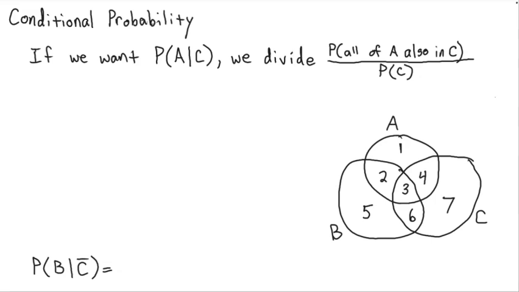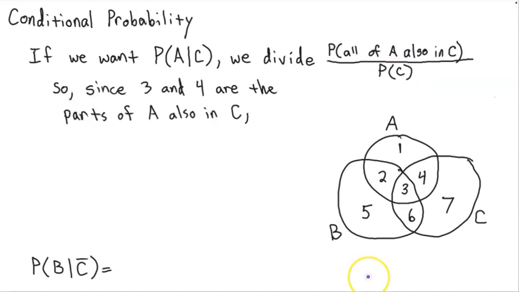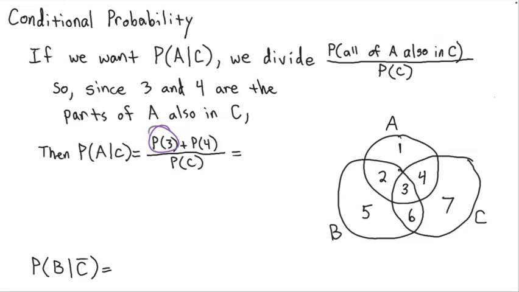So we assume the probability of C is what we're pulling out of, and that's why the probability of C is going to go in the denominator. We want the probability of all of the A's that are also in C, and then we divide them by the probability of C. Since we determined previously that 3 and 4 are the parts of A that are also in C, the probability of A given C is equal to the probability of 3 plus the probability of 4, divided by the probability of C.